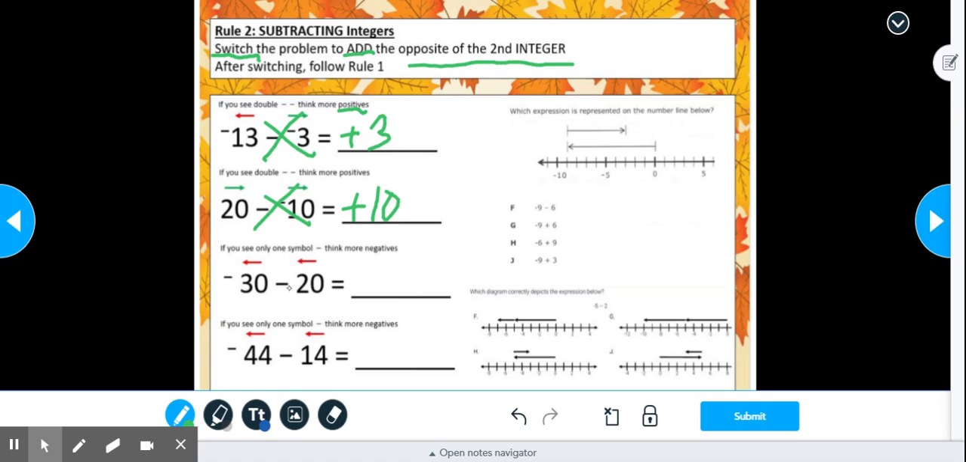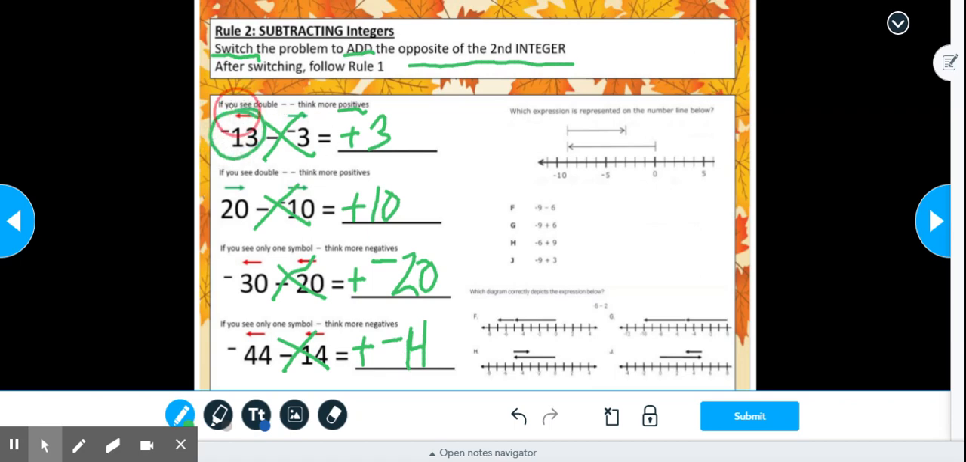So we're taking away 10 negatives, which is adding 10 positives. If we only see one negative sign, subtraction sign, we're subtracting positives. So we are actually getting more negative. If you take away positives, we're getting more negatives. So we're going to add the opposite, add negatives. Same thing. We see the negative sign, it's just a subtraction. We don't see double signs. We're thinking we are getting more negatives. So taking away 14 is the same as getting 14 negatives.